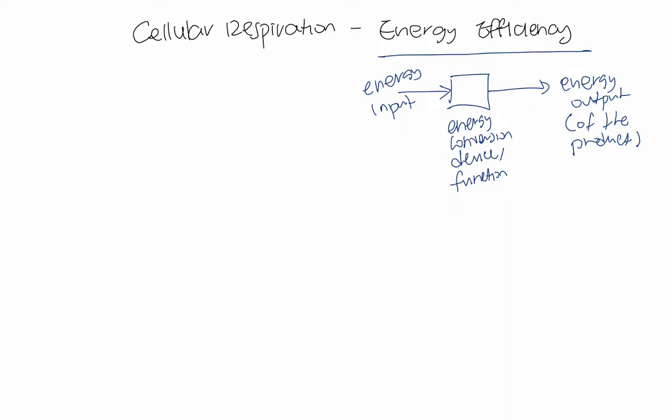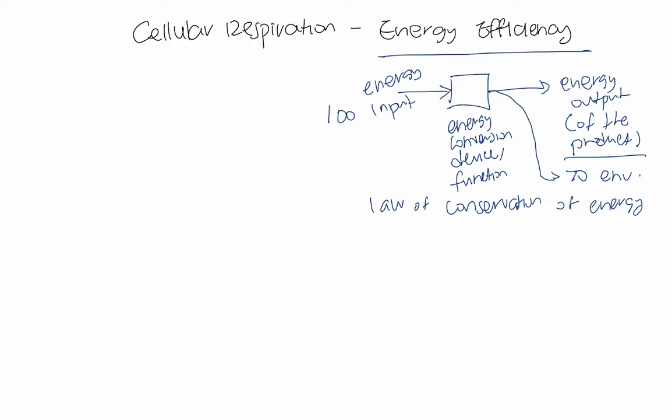Right? So let's say we put in 100 energy. Well, due to the law of conservation of energy, we know that we can't lose energy, right? We're going to have to still output 100. But, for example, some of that could actually be lost to the environment. So, let's say here we actually lose 70 to the environment, and we have this product which has 30.